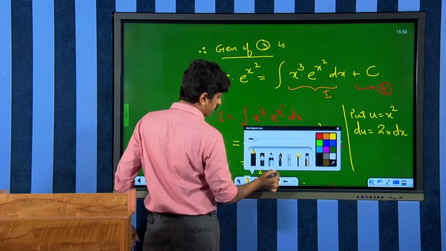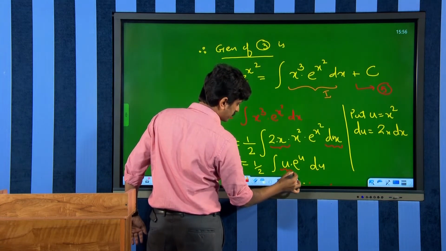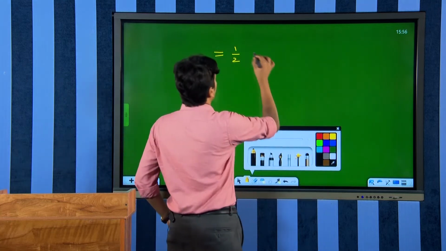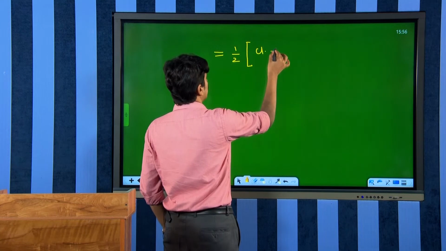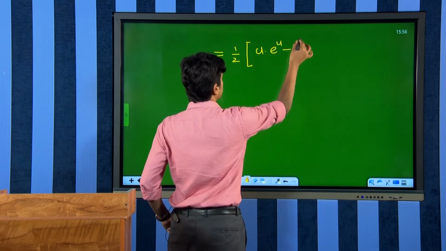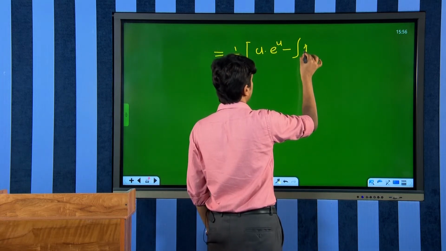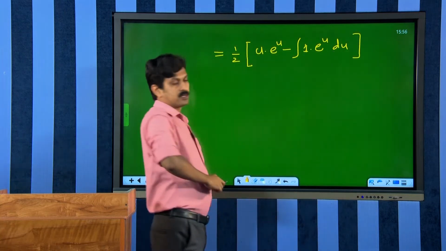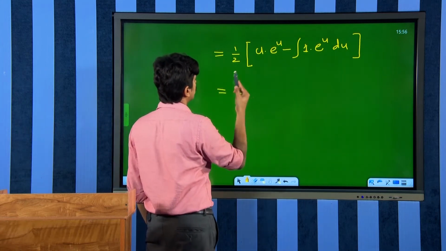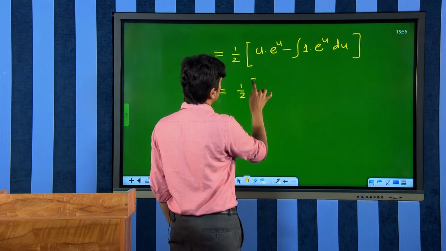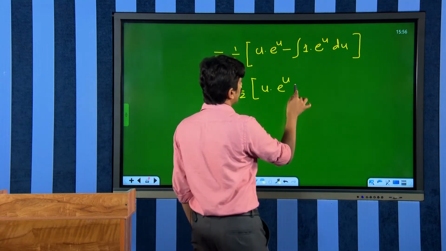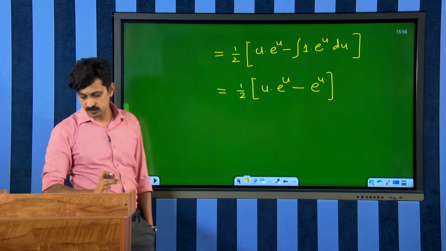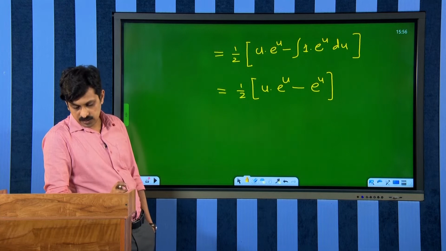We consider u as the first function and e raised to u as the second function. So, we will have this equal to 1 by 2 into first function u into integral of the second function e raised to u, minus integral of the derivative of the first function, the derivative of u is 1, into the integral of the second function e raised to u, du. Okay. And finally, we will have 1 by 2 into u e raised to u minus the integral of e raised to u, which is again e raised to u. Okay. Now, we found u e raised to u minus e raised to u.